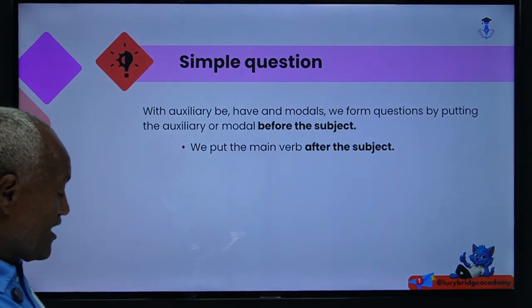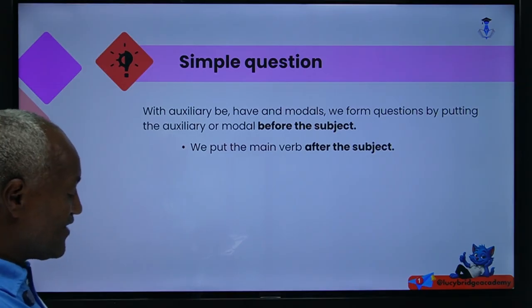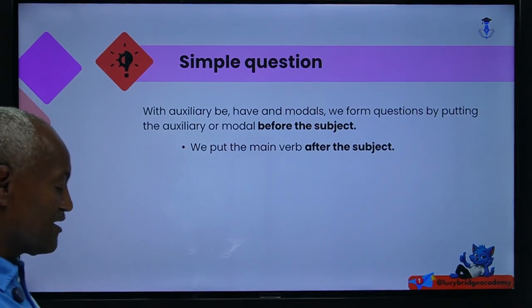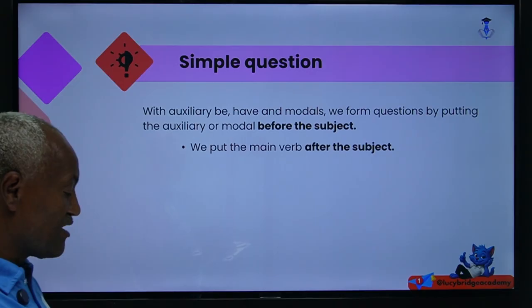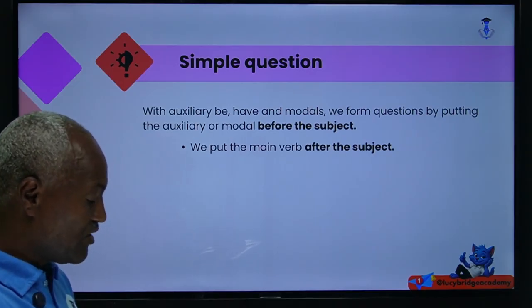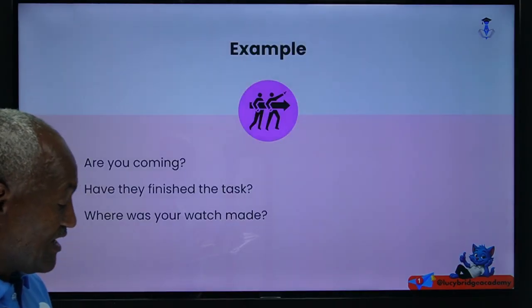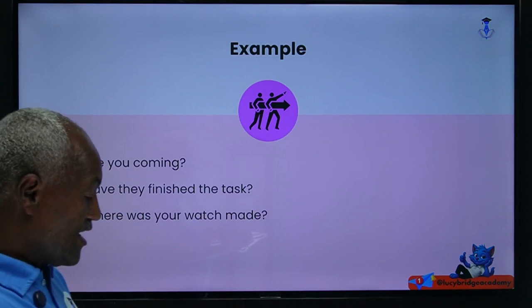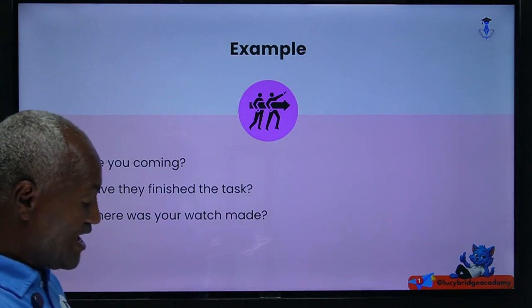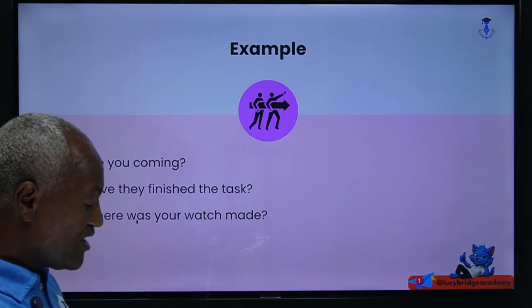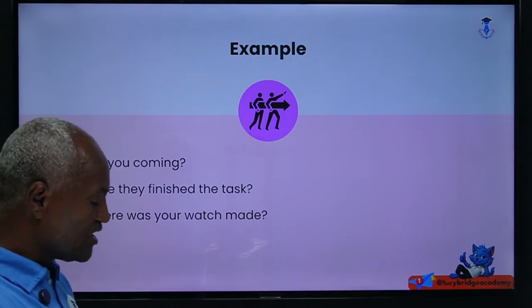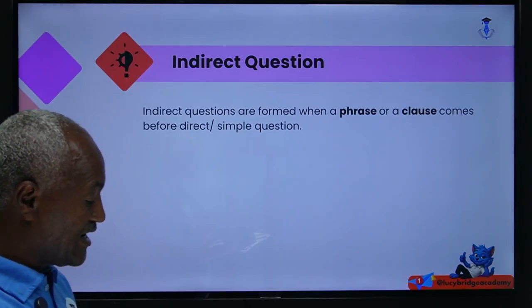Simple question with auxiliary be, have, and modals. We form a simple question by putting the auxiliary or modal before the subject. We put the main verb after the subject. For instance, are you coming? Have they finished the task? Where was your watch made?